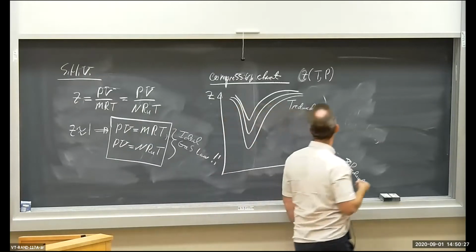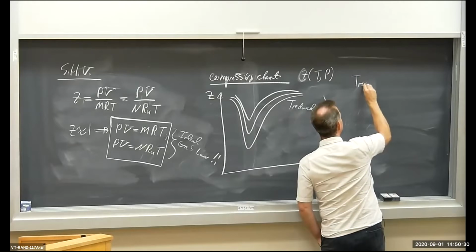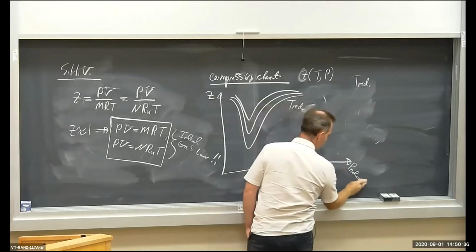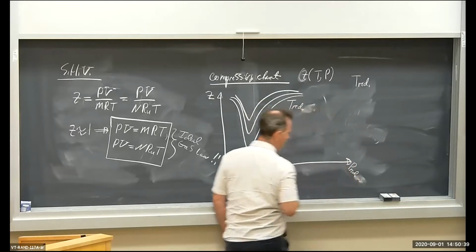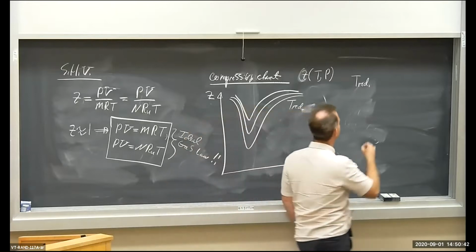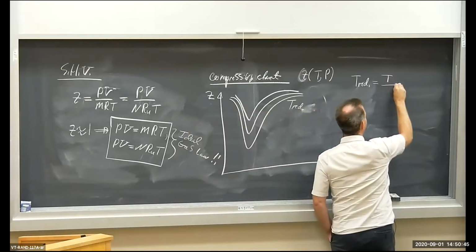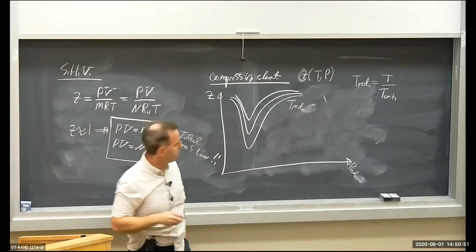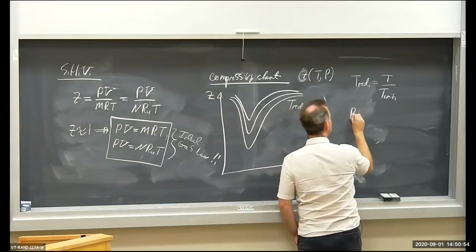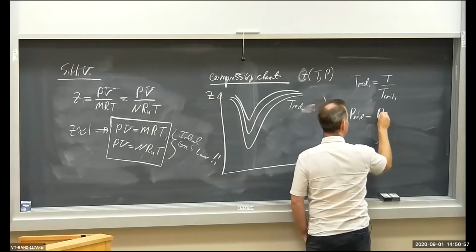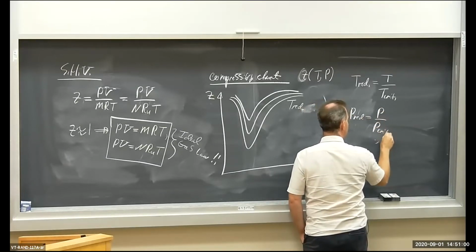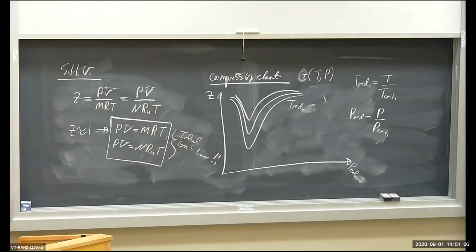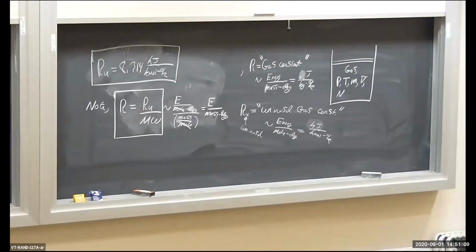What are these things? Well, T reduced, I'm just going to write T reduced. T reduced is defined to be equal to the temperature of the gas divided by the critical temperature. And P reduced is equal to the pressure of the gas divided by the critical pressure. Now, these should be kind of familiar to you. Let's remind ourselves what these critical temperatures and pressures are.